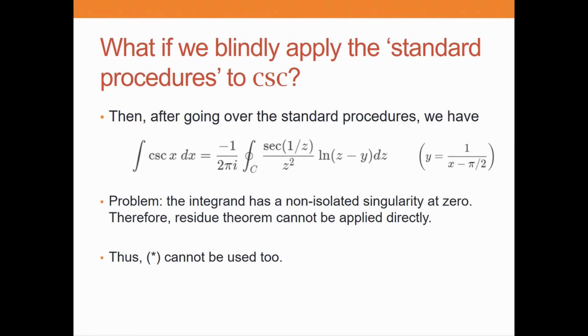But still, we would like to see what will happen if we blindly apply the standard procedures to cosecant. After going over the standard procedures, we obtain this contour integral, which has this secant 1 over z here, which is quite problematic because it has a non-isolated singularity at 0. So the residue theorem cannot be applied, and the star equation can't be applied as well. So some other techniques are needed.